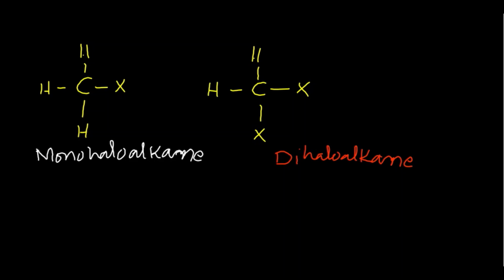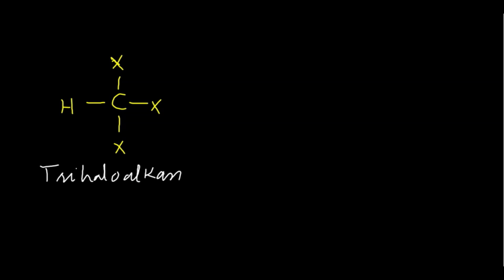Similarly, if there are three halogen atoms, then we have a trihaloalkane. For example, if we have a molecule like this with three halogen atoms, 1, 2, 3. In this molecule, how many halogen atoms are present? Yes, three. So this is a trihaloalkane. Trihalo shows there are three halogen atoms.